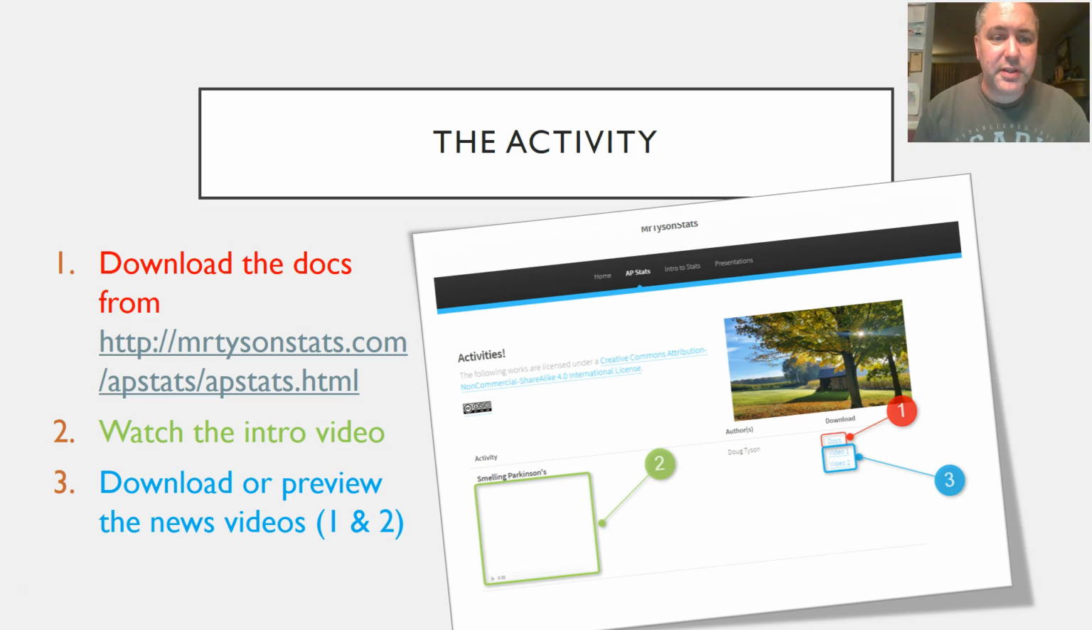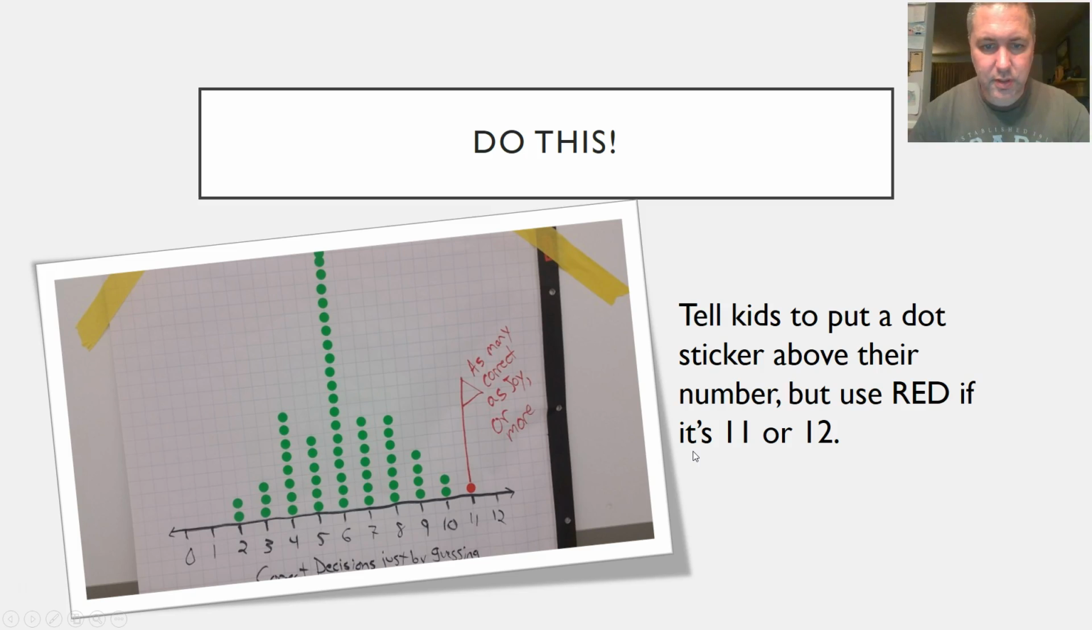Things that you'll need: number one, download the docs from my website. My website is mrtysonstats.com. You want to click on the AP Stats heading, and down here you'll see a link for the docs that I'm about to show you. You should watch the intro video, which is this one right here, so hopefully you're doing that now. Then download or preview the news clips, Video 1 and Video 2, which we use.